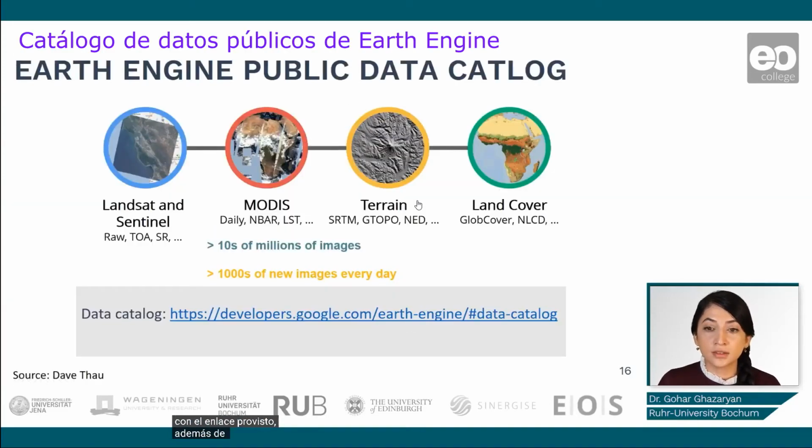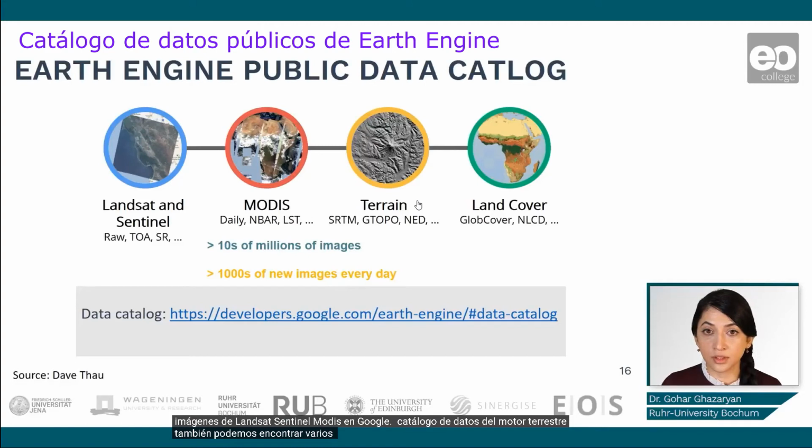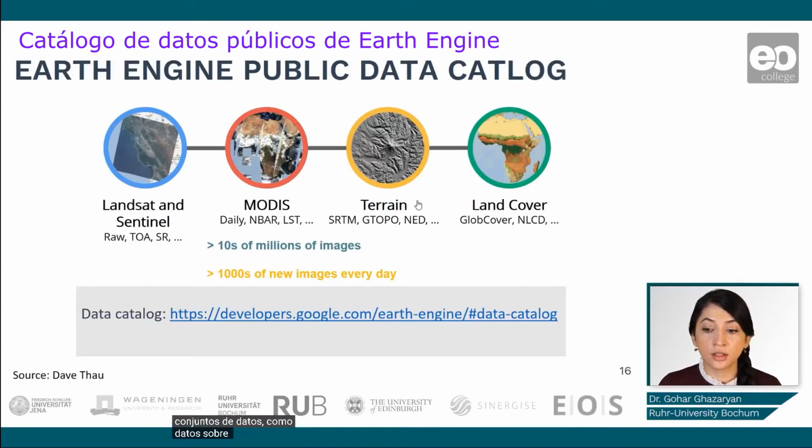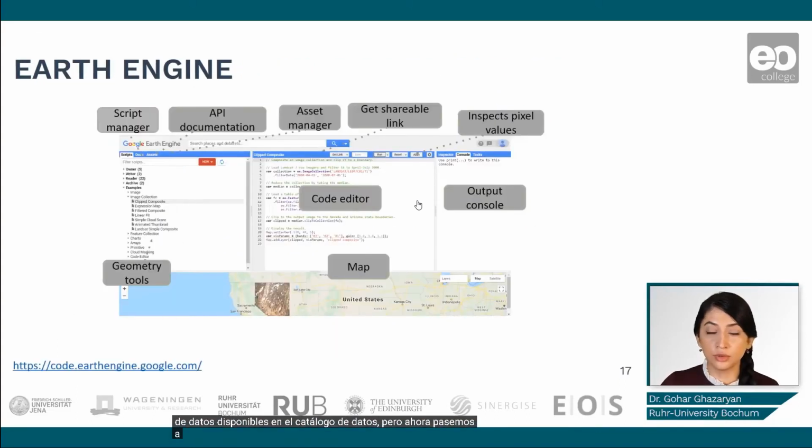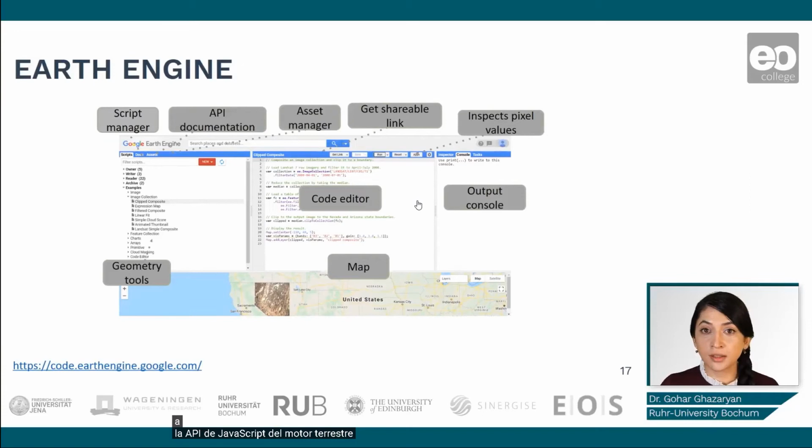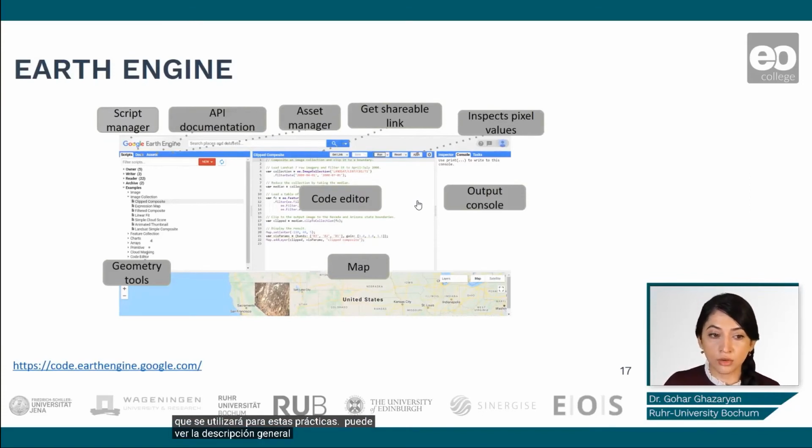Besides the availability of several remote sensing datasets such as Landsat, Sentinel, and MODIS imagery, in the Google Earth Engine data catalog we can also find several other datasets, such as data on land cover. You can also find more information about available datasets in the data catalog. But now let's move to the Earth Engine JavaScript API that will be used for these practicals. You can see the overview of how the Earth Engine JavaScript API looks.